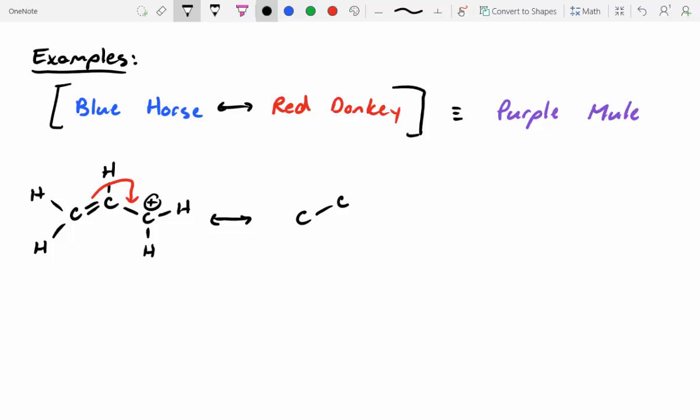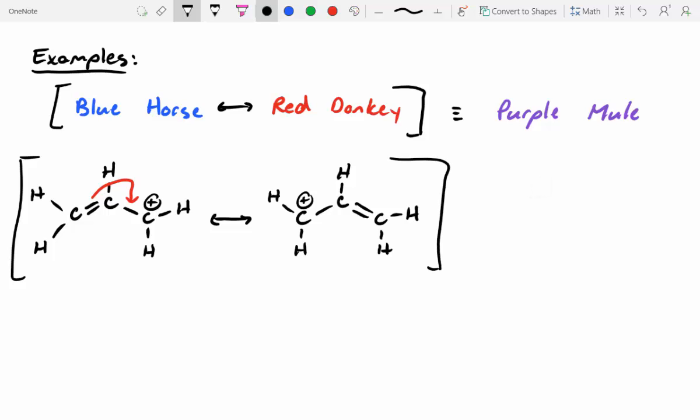Now the carbon-carbon bond on the left is a single bond. The carbon-carbon bond on the right is a double bond. We haven't moved any hydrogens at all, so those are still in there. But now that positive charge is located over on this carbon. And again, we need to remember to connect these with the double-headed arrow and bracket them. And then let's draw the hybrid purple mule structure on the right. So we know the sigma bonds were untouched during this whole process, so I'll just draw all our sigma bonds out, and then we'll draw our pi bonds next.